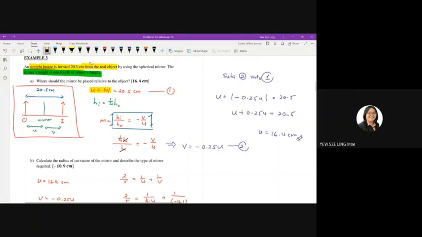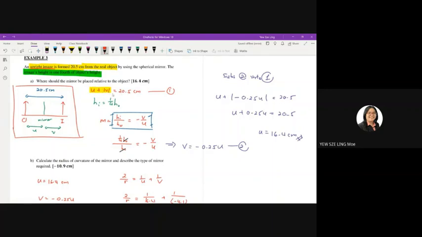So from question A, once I know that the mirror is located between the object and image, I obtain the first equation, which is U plus V equals 20.5 cm. And for V, I put a modulus here, because you cannot have a negative sign, you cannot have a minus sign.